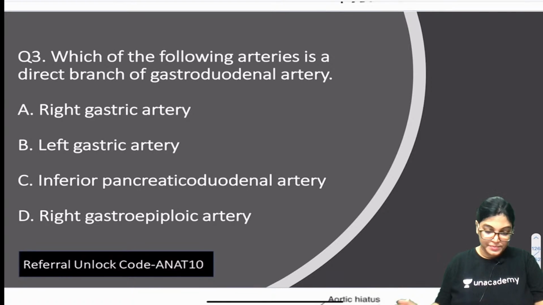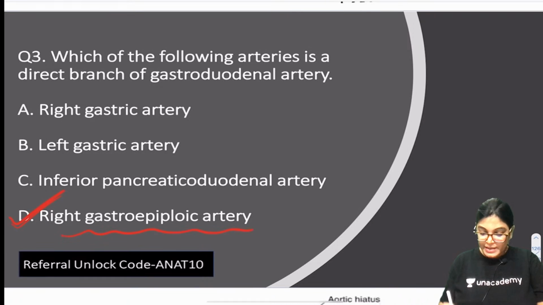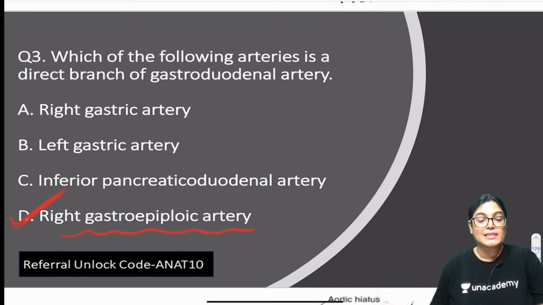My dear friends, I am also telling D. So D is the correct answer. So very good. All of you are absolutely right and D is the correct answer. Right gastroepiploic artery is a direct branch of gastroduodenal artery.